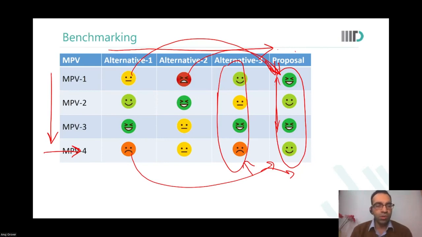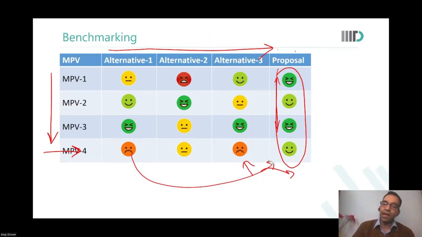Okay. So now what? I have identified that there are these 4 MPVs. I went out to my venture cap. I want to now reach out to my venture capitalists and seek funding. So what do I do?